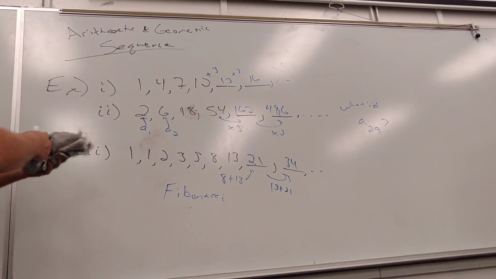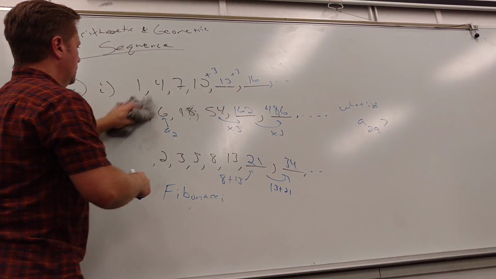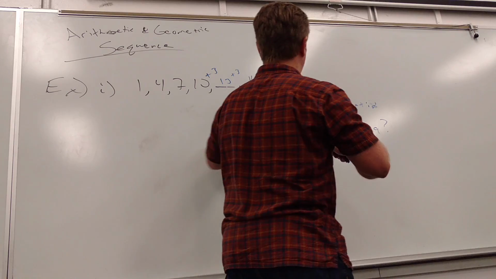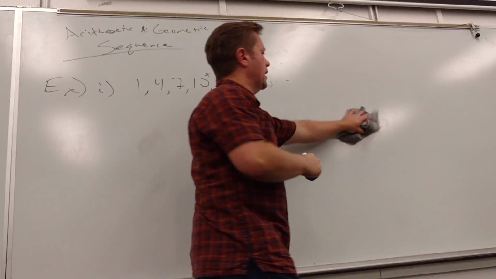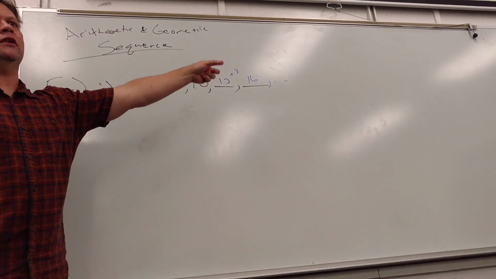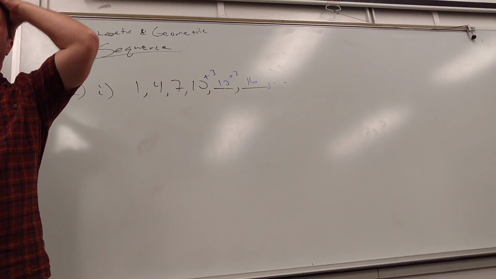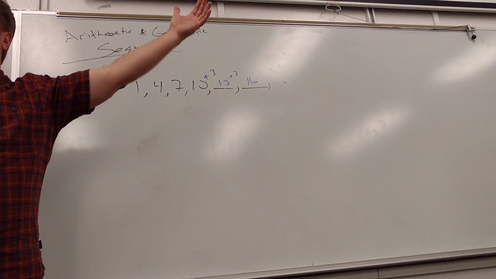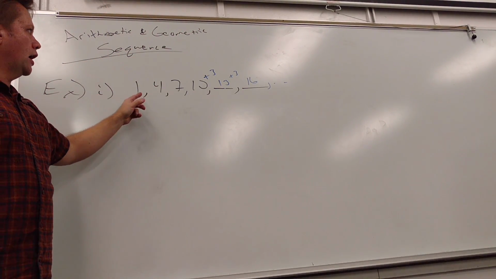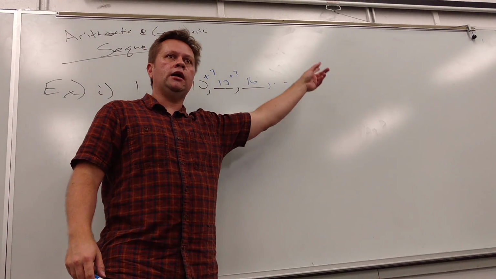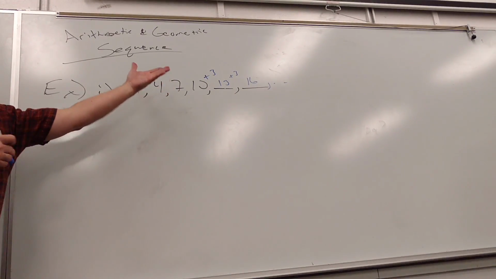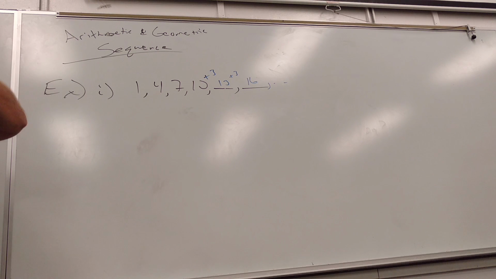Let me leave this first sequence up here. Even if it's an easier sequence, if I asked you what is A3000, you're going to go, I don't want to do that. I don't want to add 3 that many times. But there's got to be a quicker way to do it, since I'm just adding 3.